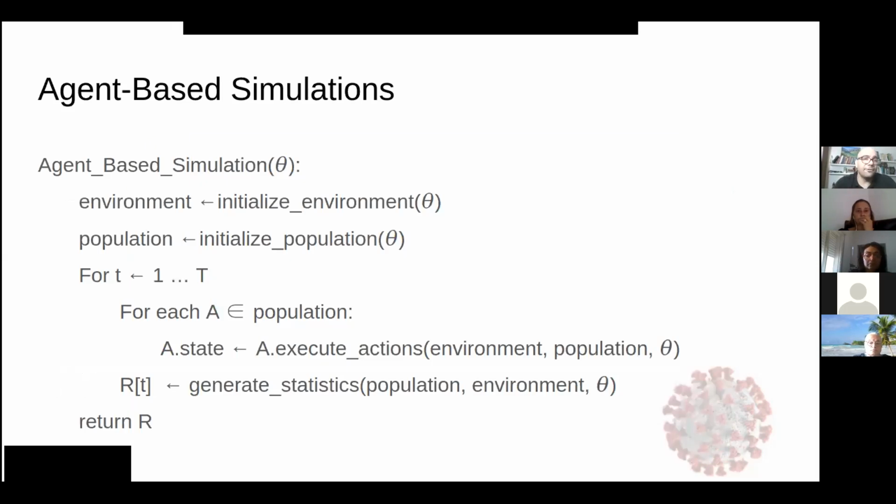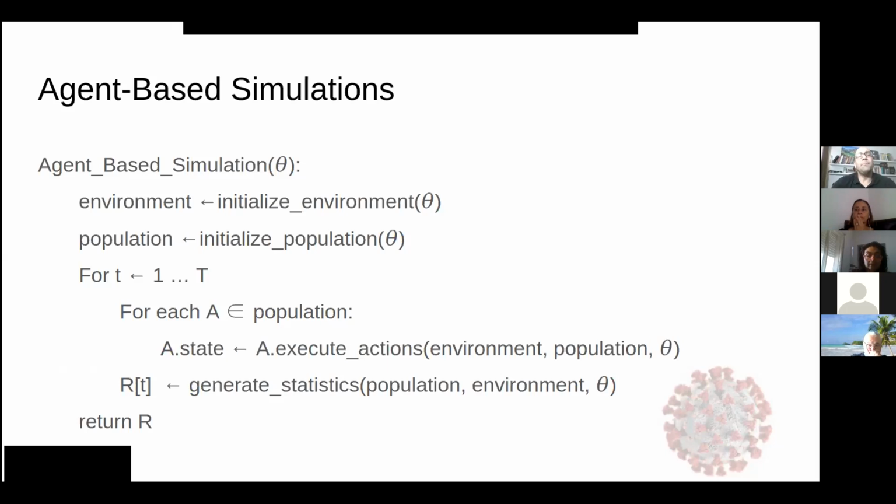Finally, we have an algorithm of the agent-based simulation. It's very simple. I can use the parameters to initialize the environment, to initialize the population. I have the major iteration loop that corresponds to the time, and the inner loop that corresponds to the loop over the agents in the population. So I call each agent of the population to execute its actions over the environment and over the other agents, all of this conditioned to the parameters. After this loop, I will generate the statistics and the response variables for each iteration of the main loop, and then return these response variables. So this is the agent-based simulation.